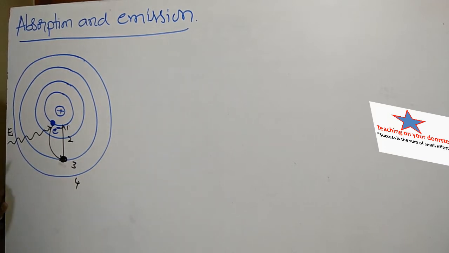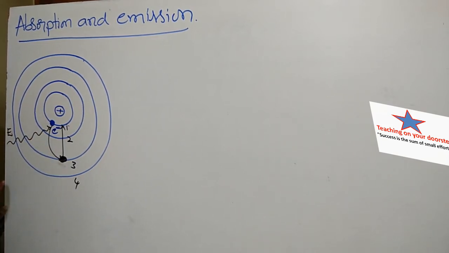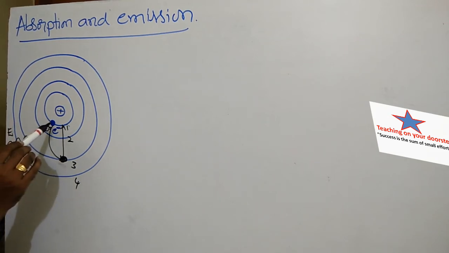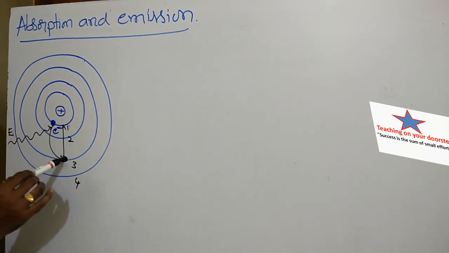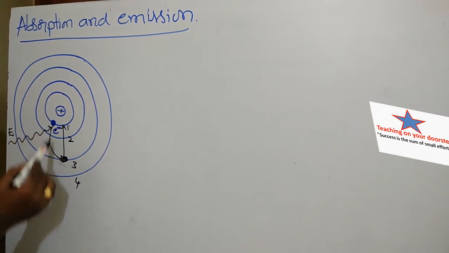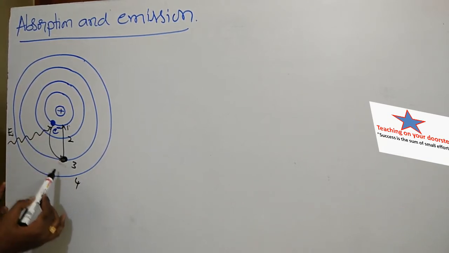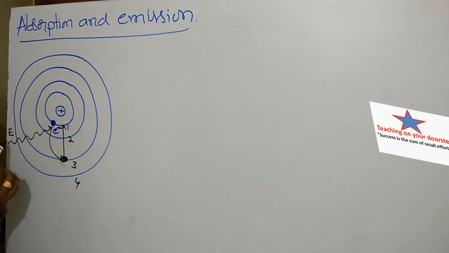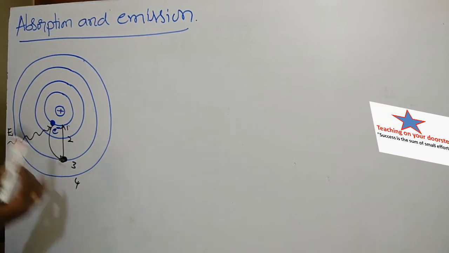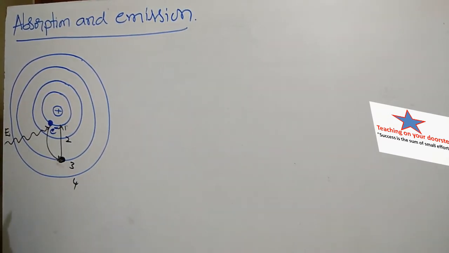One thing you have to concentrate on here: not all energies can be captured by the electron, because the electron captures only the incident radiation that is suitable to jump from the original state to a higher energy level state. Then only the electron will jump. The suitable energy must equal the energy gap between the excited levels. Then only it will capture.